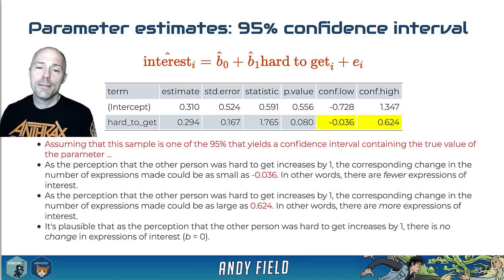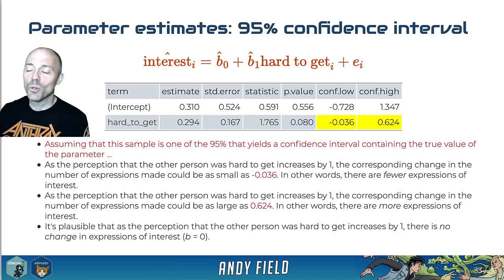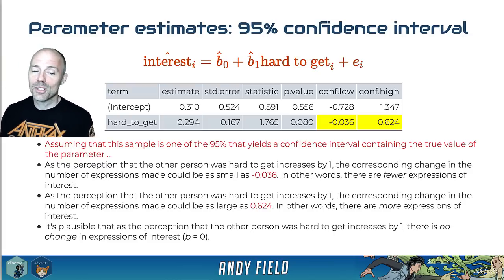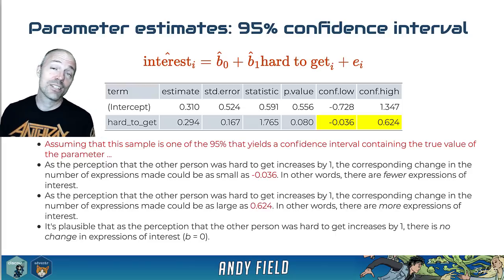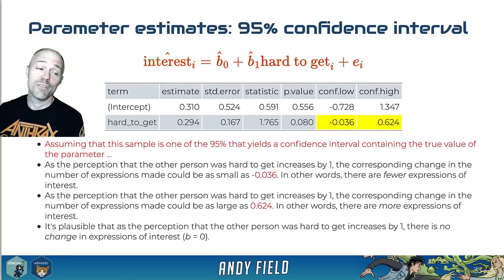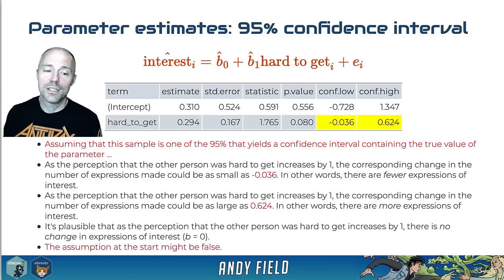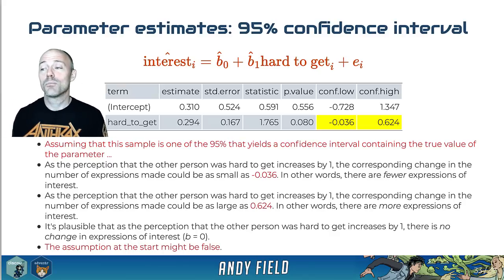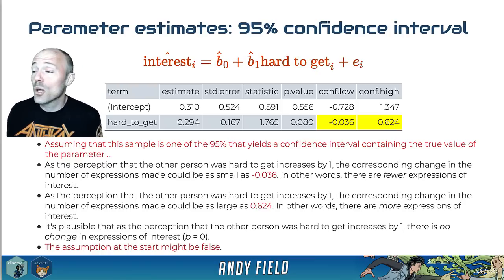Now, critically, this confidence interval also contains 0, so it's plausible under the assumptions that we're making that as the perception of the other person being hard to get changes, there's no change in expressions of interest. In other words, there's no effect. But all of those interpretations are true only if our initial assumption is correct, and that assumption might be false, and we don't know whether it's false.